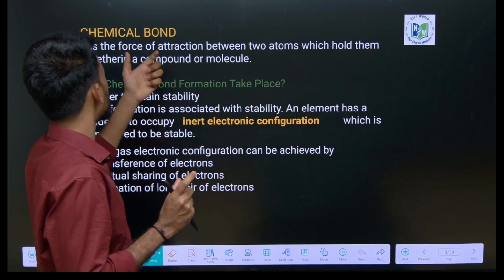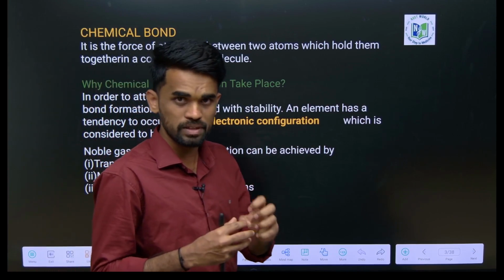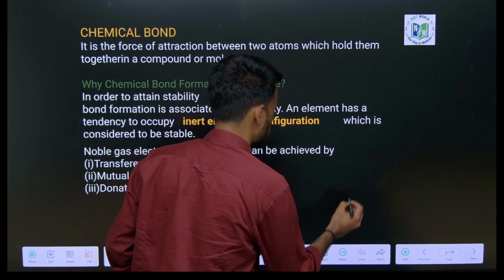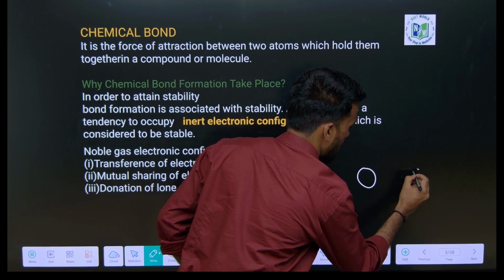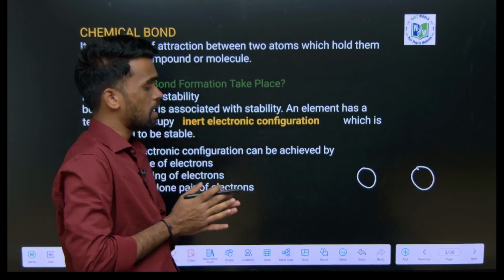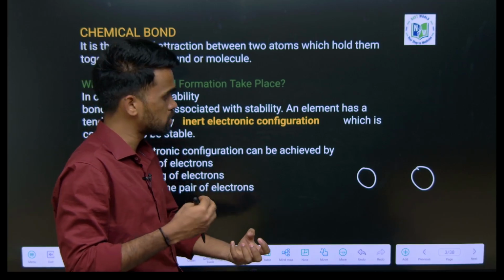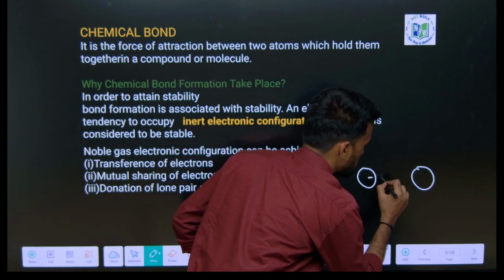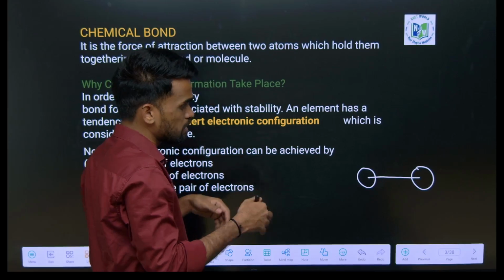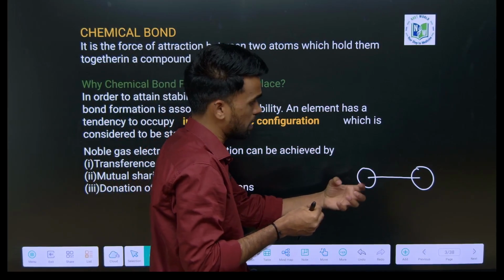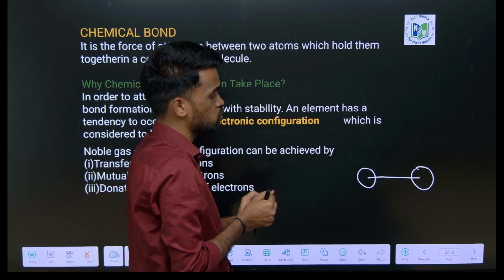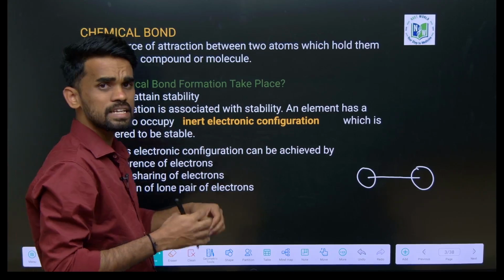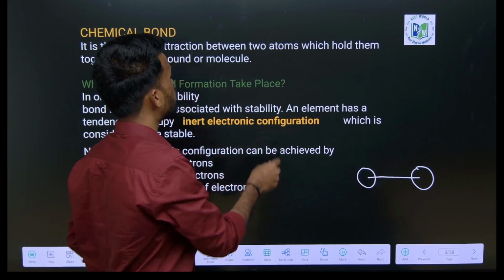What is exactly a chemical bond? It's a force of attraction between atoms which holds two atoms together. For example, we have two atoms, let us say atom 1 and atom 2, existing individually, and there is some kind of force which holds these two atoms together to form a molecule between them. There is a bond formation between them, some kind of force which will hold these two atoms together to form a molecule. So what is the reason to hold them together? What kind of forces may exist?